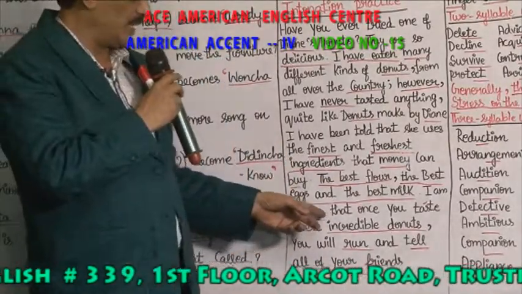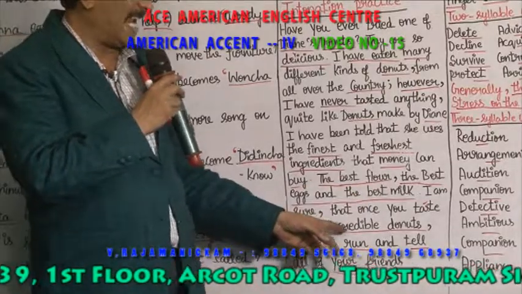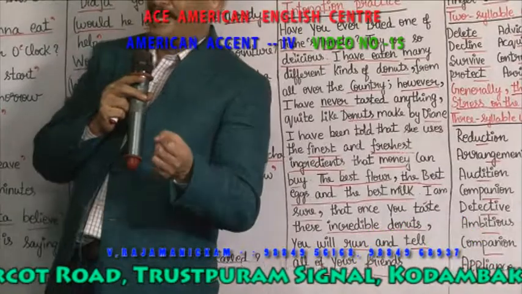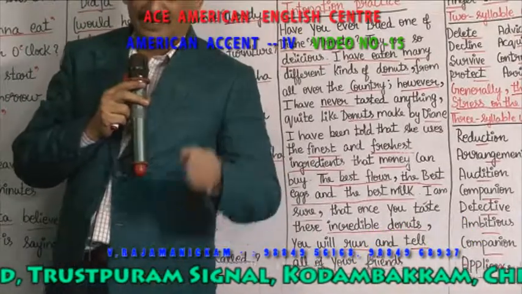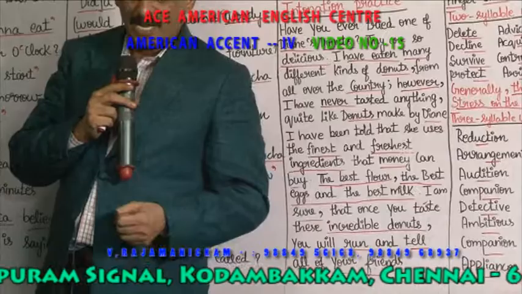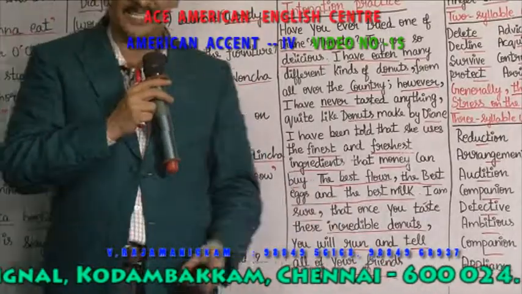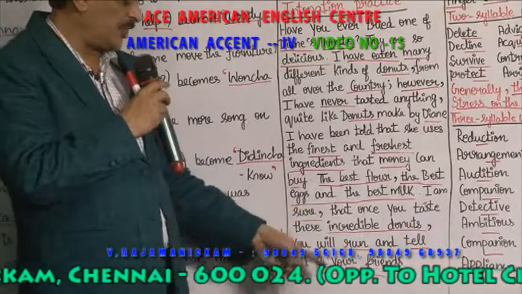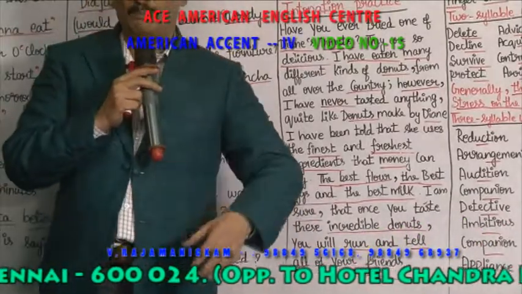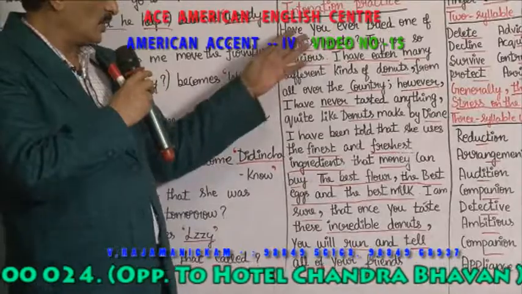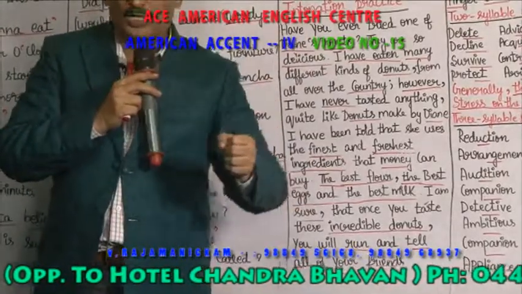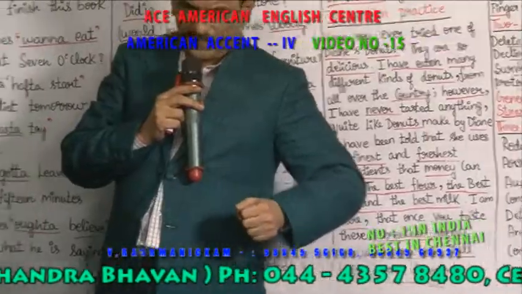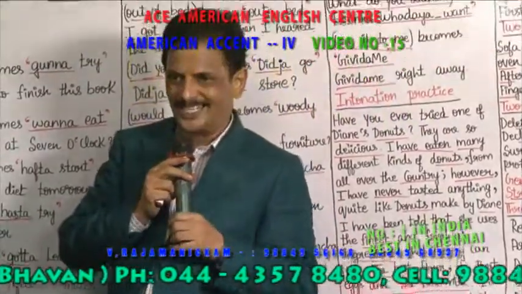I am sure, உறுதியாக சொல்கிறேன், that once you taste these incredible donuts, இந்த இன்க்ரெடிபிள் என்றால் என்ன, நம்ப முடியாத. கிரெடிபிள் என்றால் நம்பிக்கையுடைய, இன்க்ரெடிபிள் என்றால் நம்பவே முடியாத. டோனட்ஸ் என்றால் என்ன, அந்த சாப்பிடும் பதார்த்தம். You will run and tell all of your friends. ஓடி போய் நீ அனைத்து நண்பர்களிடம் சொல்வாய். So இங்கே அழுத்தங்கள் கொடுக்க வேண்டும். முக்கியமான வார்த்தைகளுக்கு அழுத்தம் கொடுக்கணும், அதுதான் இன்டனேஷன். முக்கியமற்ற வார்த்தைகளுக்கு அழுத்தம் கொடுக்கக்கூடாது, அதுதான் இன்டனேஷன்.